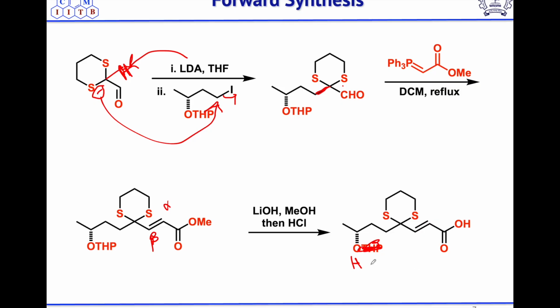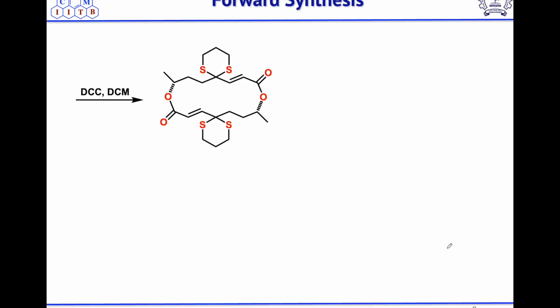Now we will have two molecules of this. What will happen? The carboxylic acid of one molecule will undergo lactonization with the alcohol of the other molecule, and the alcohol of that carboxylic acid partner will form the lactone on this side. So if you do the DCC coupling with two molecules of the starting material, you will get this cyclic lactone.